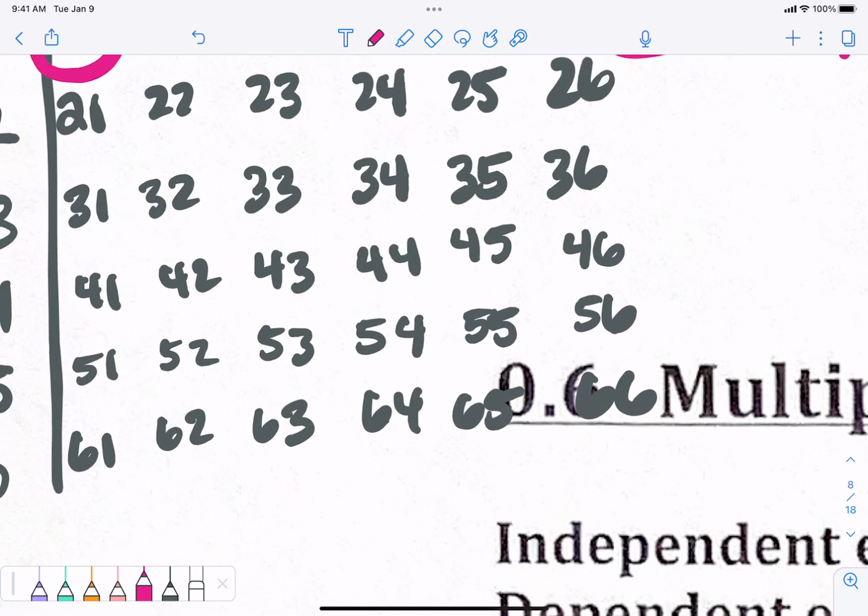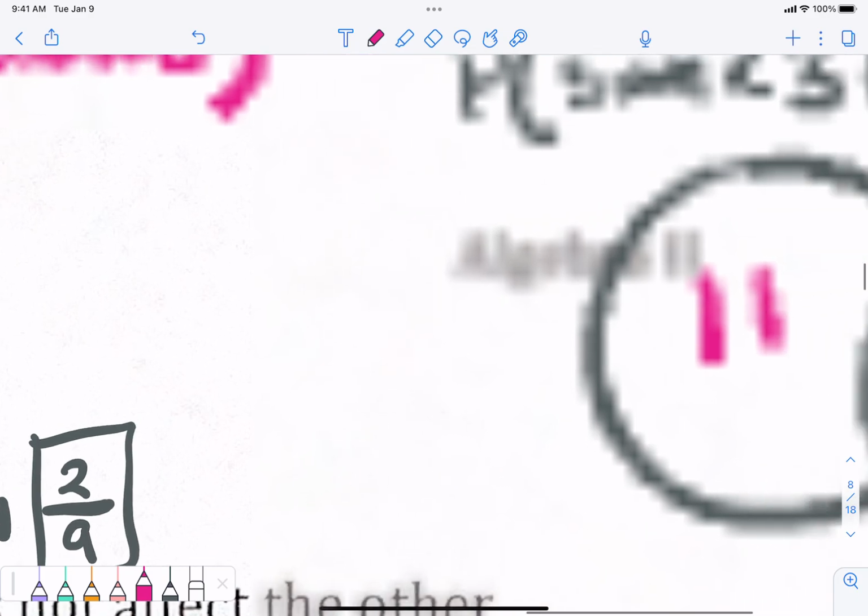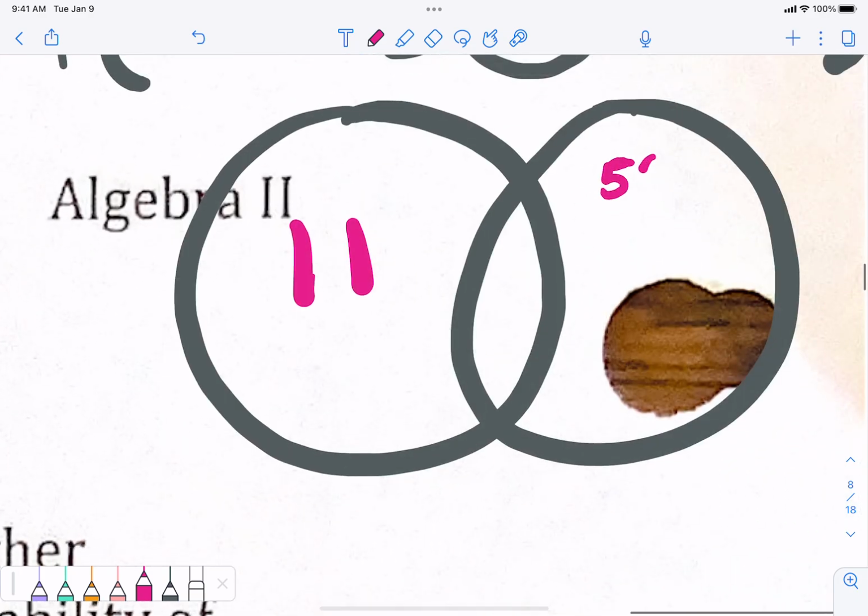5 and 6. Okay, Remington says 6, 5, and 6, 6. What about like 4, 6? No. That is 10, right? That's not greater than 10. So there are 3 combinations that are greater than 10. They are 5 and 6, 6 and 5, and 6 and 6, right?